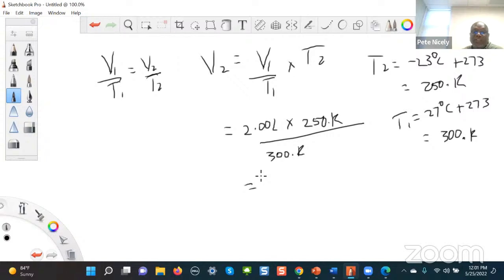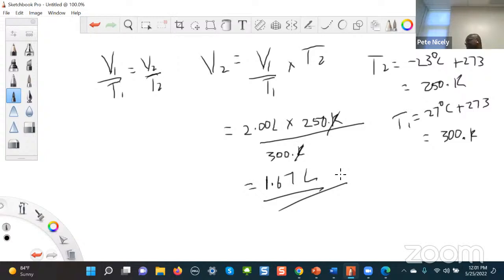And then we do our number crunching. So 2 times 250 divided by 300. So according to my calculation, this works out to be equal to 1.67. And because the Kelvin units cancel out there and there, the final answer will be in liters, all right? And that's basically how that is done.